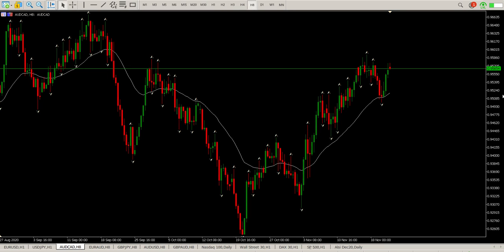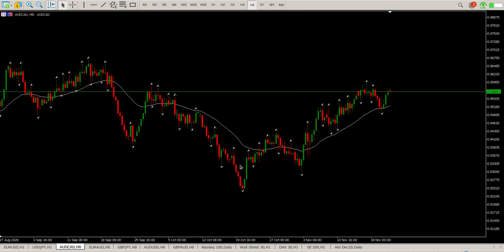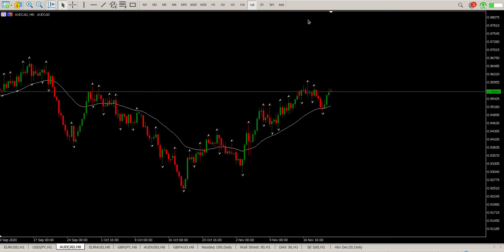Aussie dollar, Canadian dollar. So the overall trend at the moment is up. You can see we are in a pretty well-defined channel at the moment. We bounced off the bottom of the channel. We're now moving back to the upside.